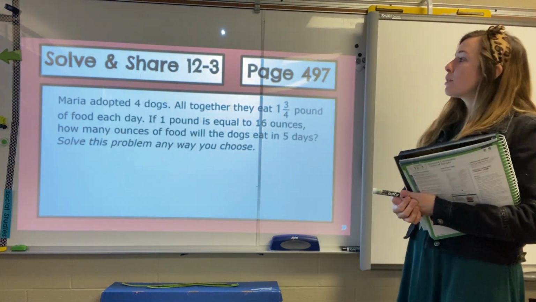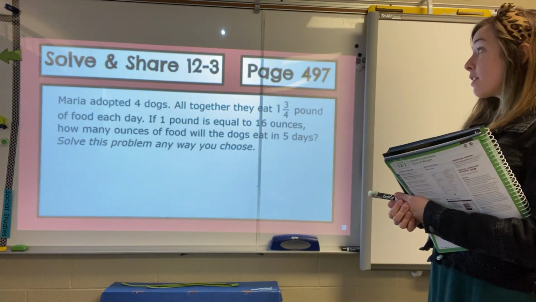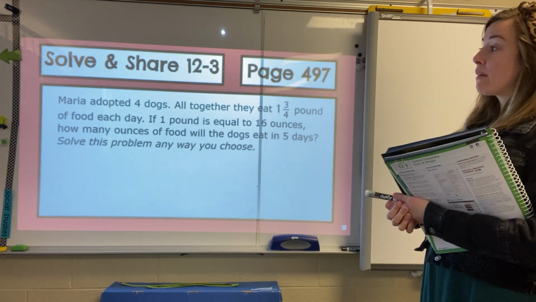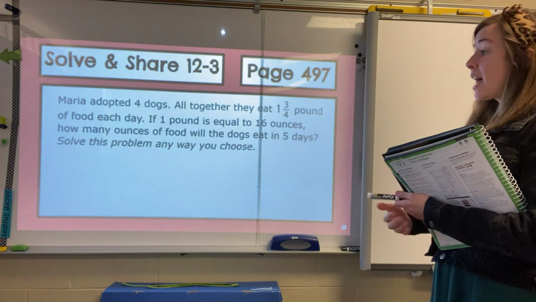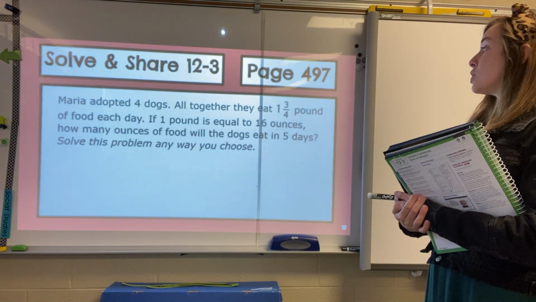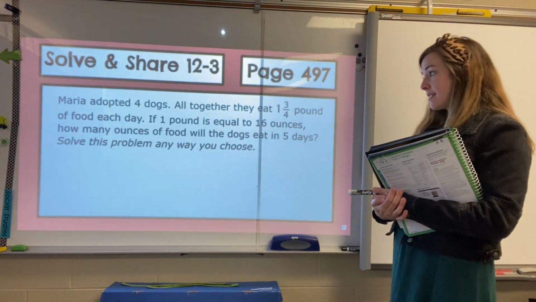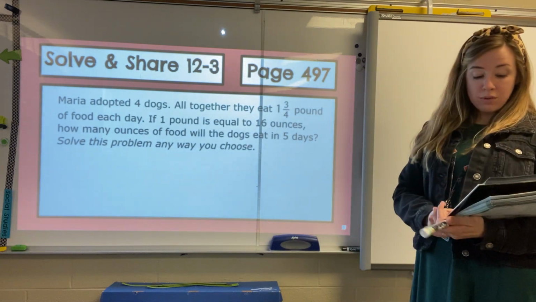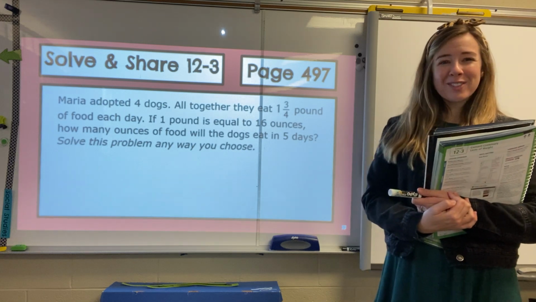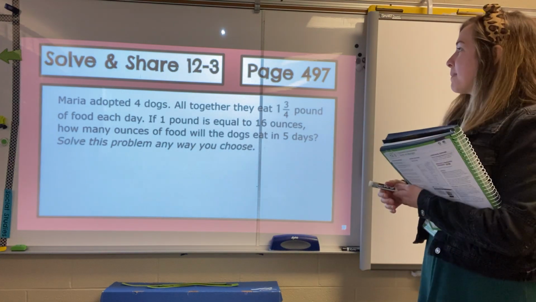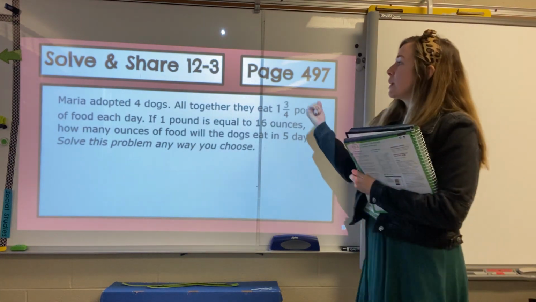Here it is. Maria adopted 4 dogs. Altogether, they eat 1 3/4 pound of food each day. If 1 pound is equal to 16 ounces, how many ounces of food will the dogs eat in 5 days? Solve this problem any way you choose. So we've got kind of a two-parter here, but you guys go ahead and give it a try, and then we'll talk through it.